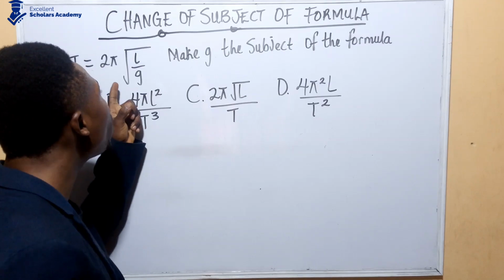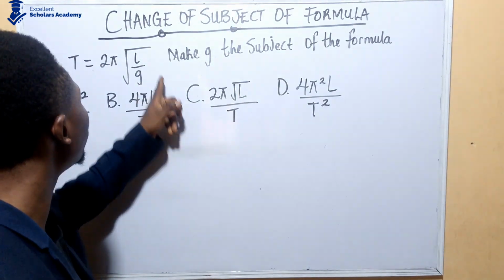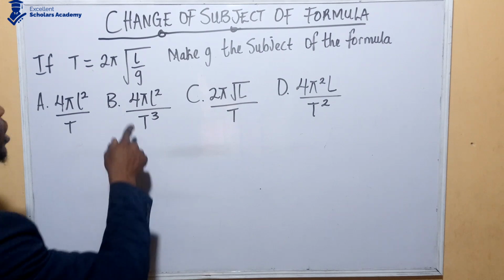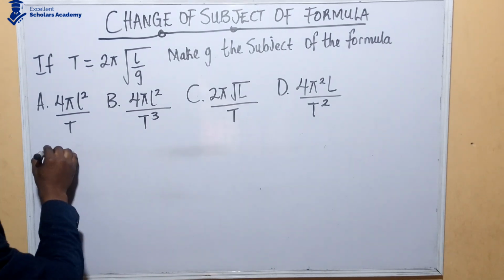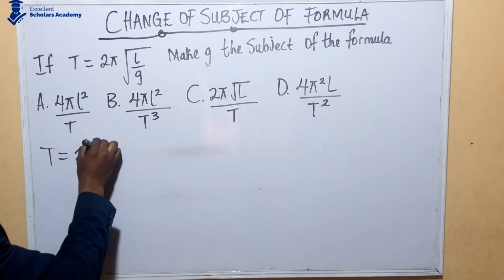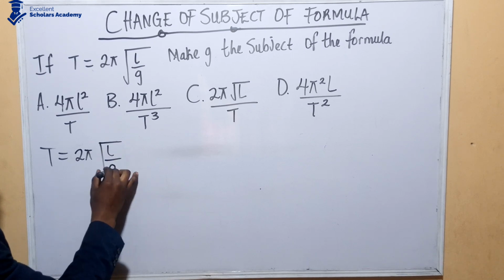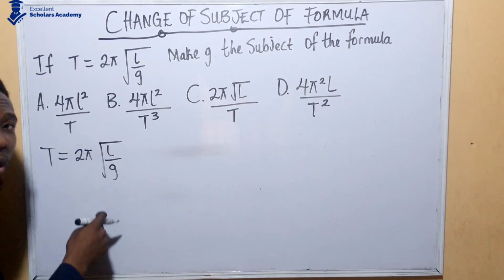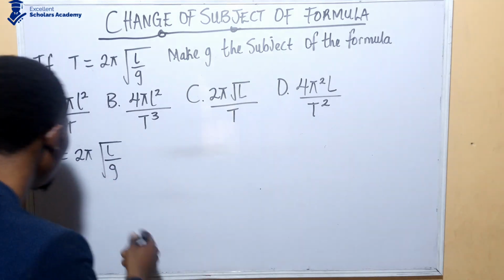If T is equal to 2 pi square root L over g, make g the subject of the formula. Want to make g the subject of the formula here? Of course, you have T is equal to 2 pi square root of L over g. Now, where your g is, there's a cap, which is this square root. So we have to take the square of both sides. So let's take the square of both sides.